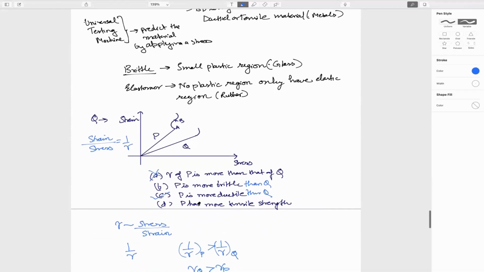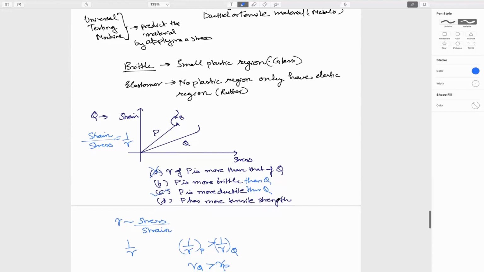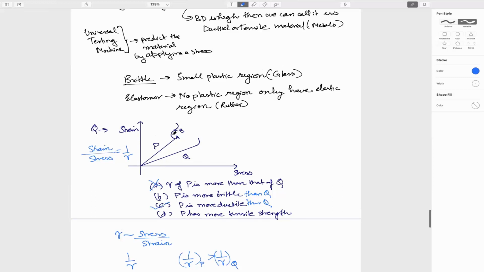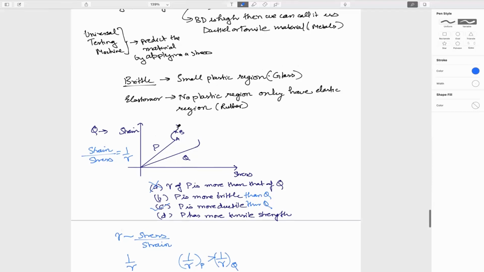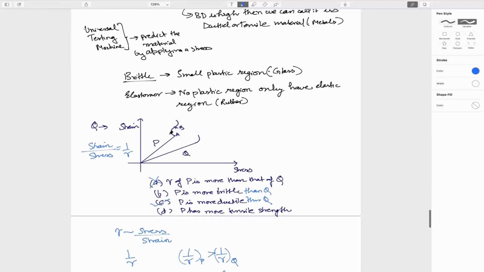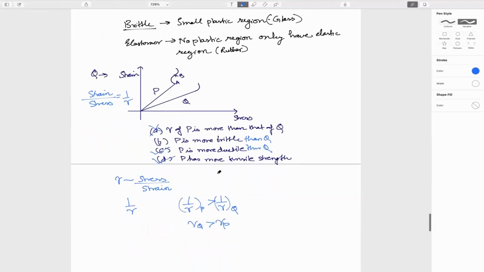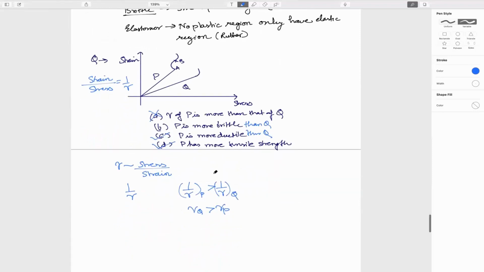The last option is P has more tensile strength. Yes, P has more tensile strength, because it has a plastic region and it goes beyond point B also. So it has more tensile strength. The correct options are C and D. So this is all about the stress strain curve.